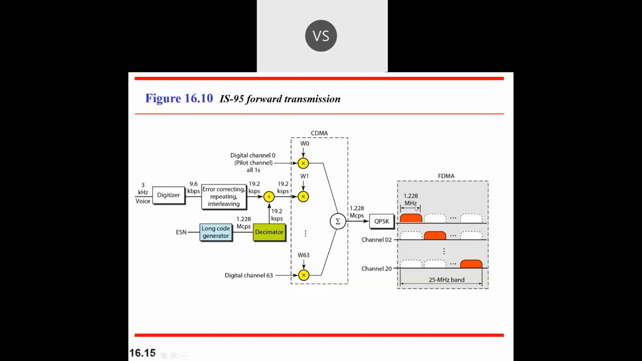In a band of 1.228 megahertz, you will have 63 channels if you are doing it this way. So as I have told you, by using FDMA and TDMA combined, the number of channels is going to be increased.